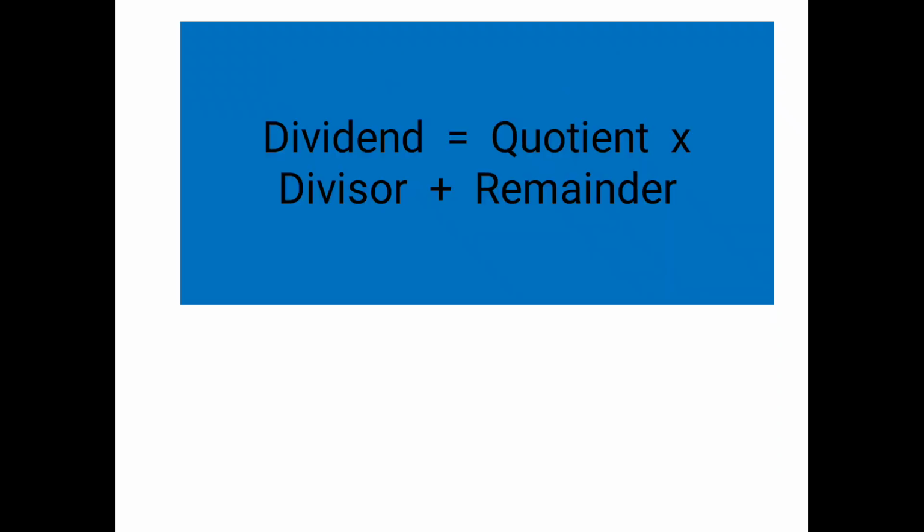Now see children, these four terms, dividend, divisor, quotient and remainder, are interlinked. If you multiply quotient and divisor and add remainder, then you will get the dividend. Means dividend is equal to quotient into divisor plus remainder.